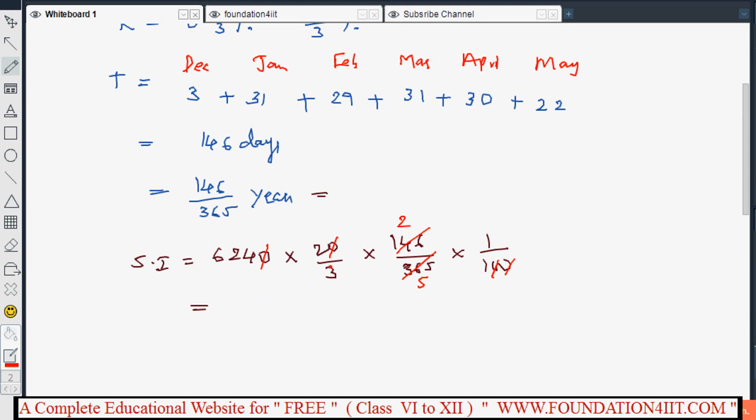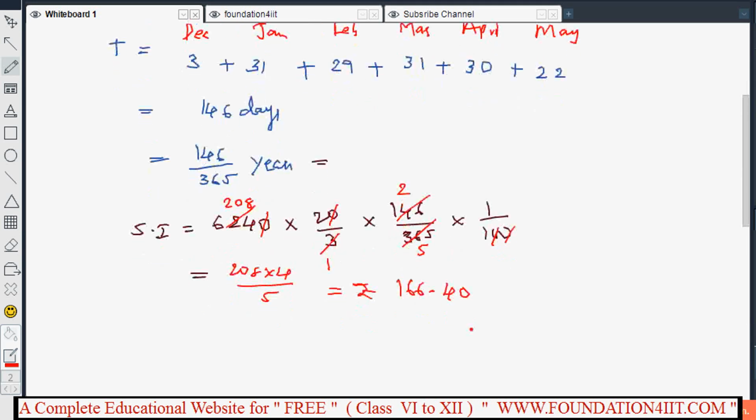Now 624, 3 1s are 208. Now 208 into 2 into 2 by 4. 208, 2 into 2 is 4, by 5. Now both you multiply and divide by 5. That gives 166.40. So this is the simple interest.